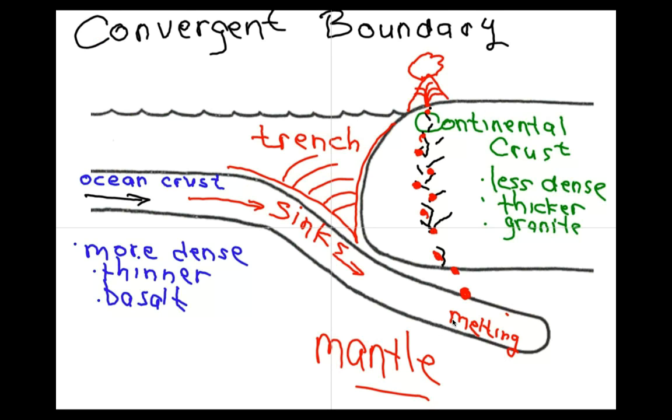Here's an example of an illustration of a convergent boundary between an oceanic plate and a continental plate. The oceanic plate is more dense, so it gets pushed underneath the continental plate. You can see that that crust melts, causing magma to be rising up to the surface of the continental crust, which is released in a volcano.